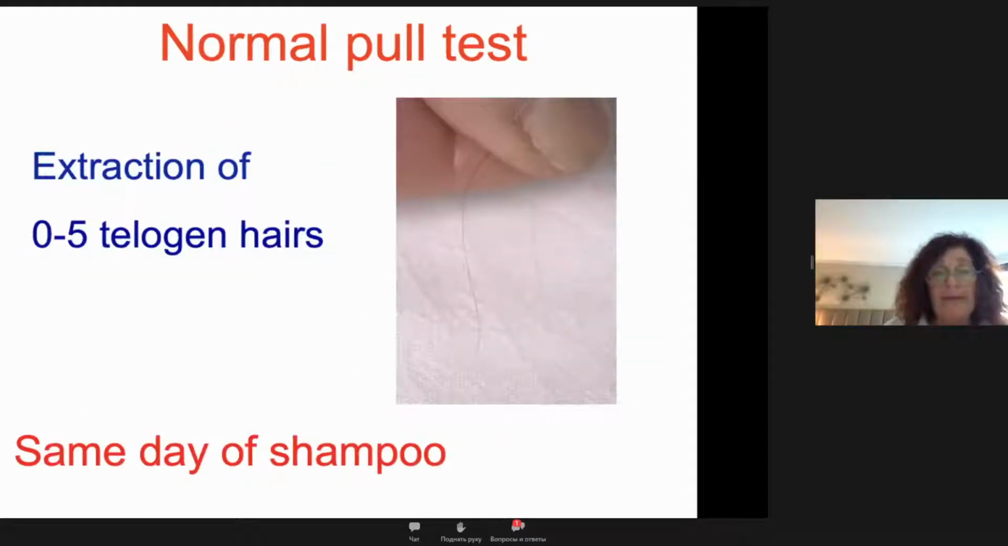So when is the pull test normal? When you extract less than 5 telogen hairs. I usually do the pull test on the same day of shampoo. There are many textbooks that tell patients to not shampoo before the pull test, but there is a very recent paper that really shows that it doesn't make a big change. Of course, it may be more positive if you don't shampoo, but even if you shampoo and you have a telogen effluvium, you have a positive pull test.